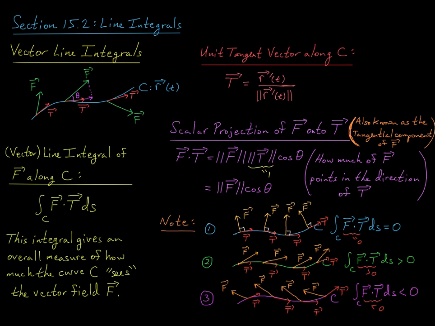How much of the curve C would see the field in this case? Well, it wouldn't really see it at all, right? It's always acting in this perpendicular direction. If I were to take the shadow of F onto T, I'm just going to get the zero vector.